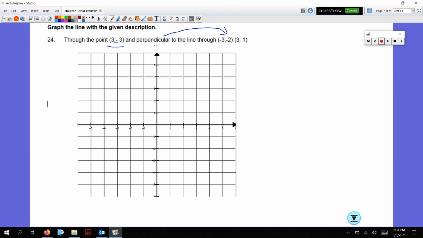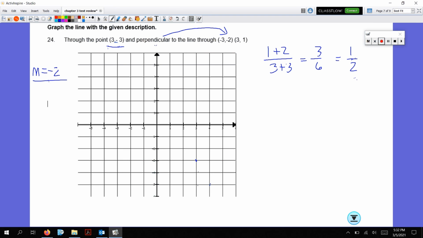Okay, so first let's find the slope. 1 minus -2 is 1 plus 2. 3 minus -3 is 3 plus 3. That gives me 3/6, which is 1/2. When I flip 1/2 upside down and change the sign, I get a slope of -2. That is perpendicular to this slope. So I'm going to start here at this point, 3, -3. I'm going to make a point here, and then I'm going to move in the direction of my slope, down 2 to right 1.